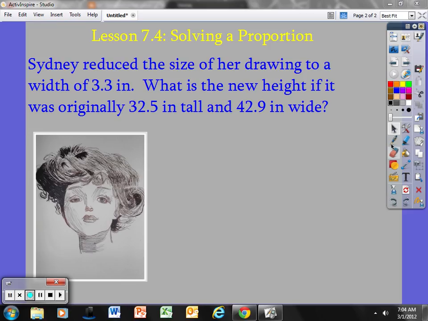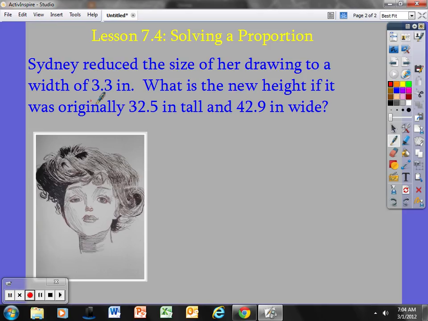So I've used one of our own students, Sydney's, original pieces of artwork to help me solve this problem. Let's take a look at the problem and what we need to solve here. Sydney reduced the size of her drawing to a width of 3 3/10 inches. What is the new height if it was originally 32 and a half inches tall and 42 9/10 inches wide?